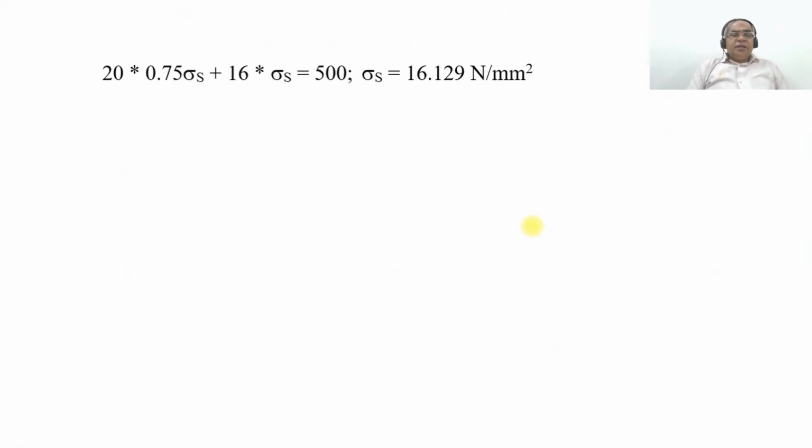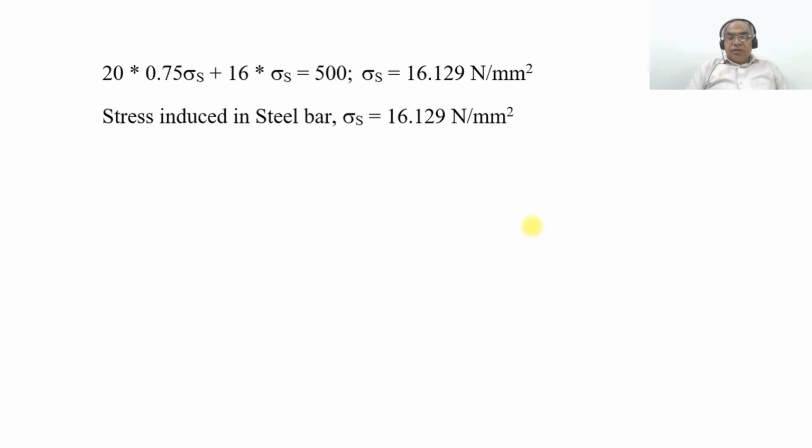So when you're doing that, 20 into 0.75 into sigma S plus 16 sigma S will be equal to 500. On simplification, sigma S will be equal to 16.129 Newton per mm square. So therefore, the stress induced in the steel bar is sigma S, which is equal to 16.129 Newton per mm square.